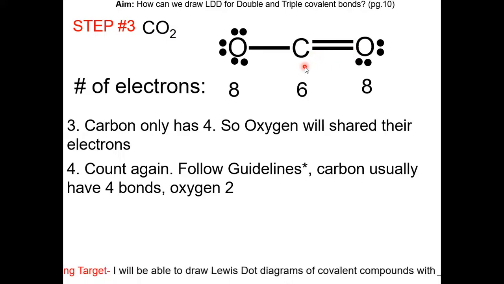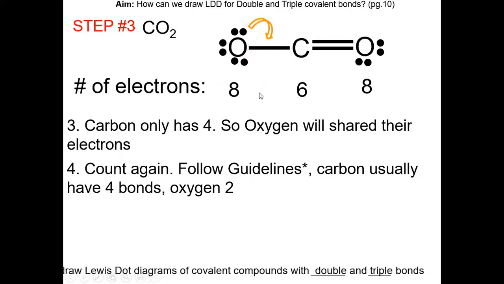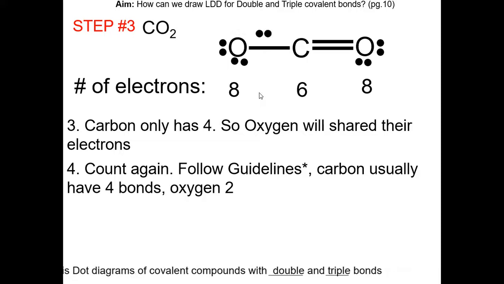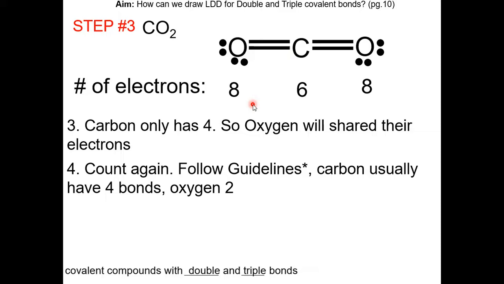So the carbon does not have 8 yet. So this oxygen atom has to share 2 electrons with the carbon. So we form another double bond. Let's double check again. This carbon is now sharing 1, 2, 3, 4, 5, 6, 7, 8. So now it has 8 electrons.